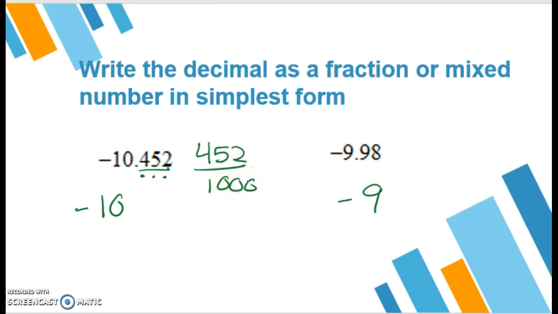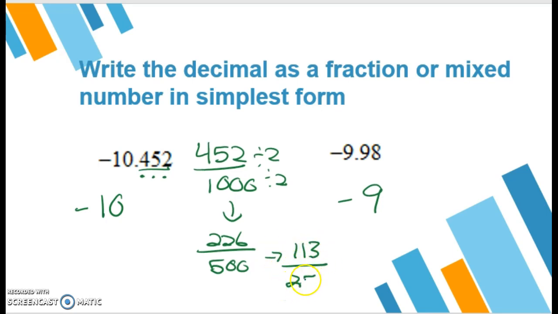And now I'm just going to figure out what I can take out of it. I know that out of 1,000, I can take 2 out of both of these. So if I divide these both by 2, I'm left with 226 over 500. I can take a 2 out of both of those. 226 divided by 2 is 113 over 250 now. And then that would have to be my final answer. So my final answer is -10 and 113 out of 250.